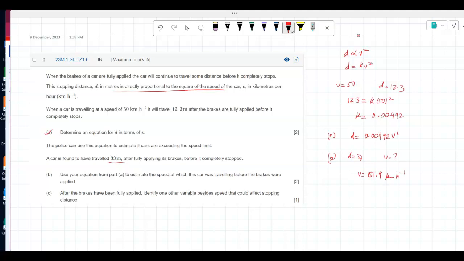Then, after the brakes have been fully applied, identify another variable besides speed that could be affecting the stopping distance. What else? Length of road. Length of the road, how will it affect the stopping distance? The reaction time of the driver. Reaction time, the friction between the tires and the road.